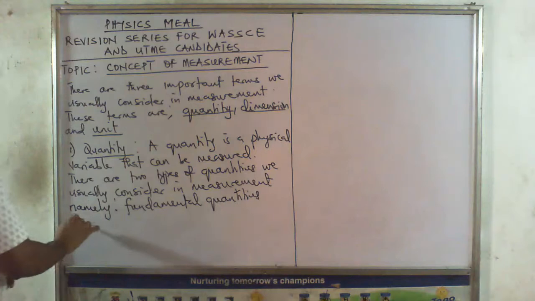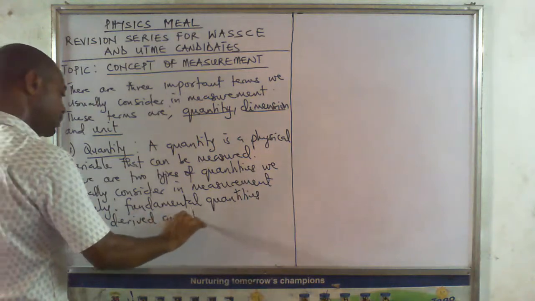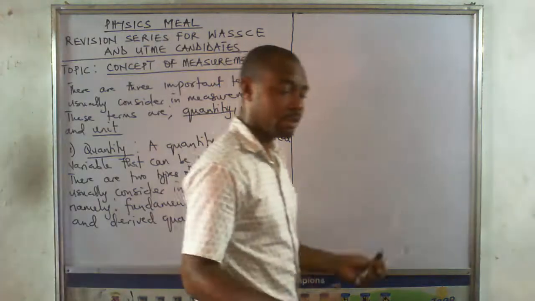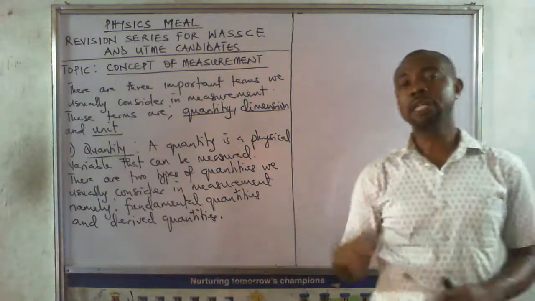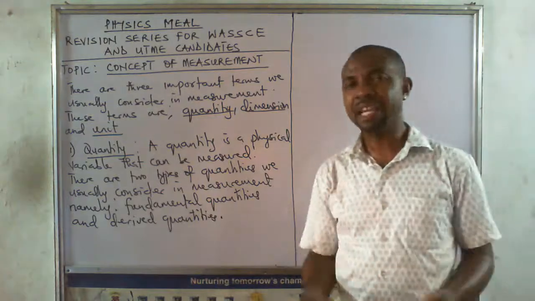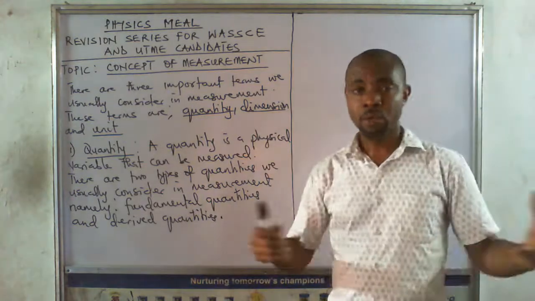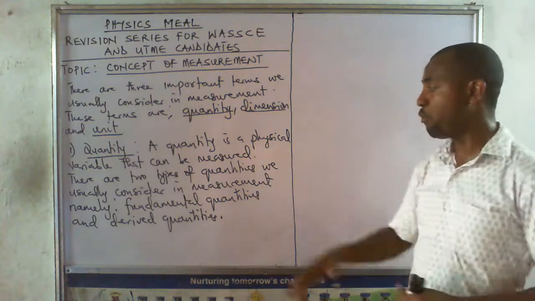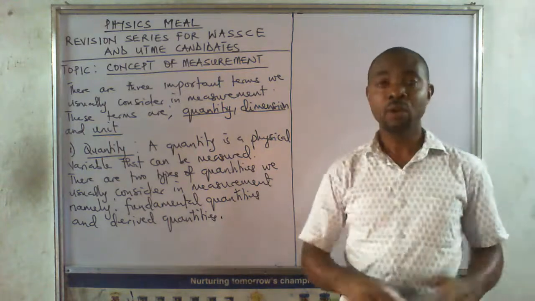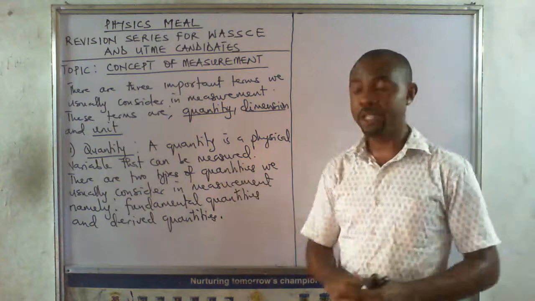Fundamental quantities and derived quantities. So, as far as measurement is concerned, we look at fundamental quantities and derived quantities. Like I said, we have other quantities like scalar quantities and vector quantities, but whenever we are looking at measurement, we look at these two groups of quantities. That's fundamental quantities and what? Derived quantities. Very important.